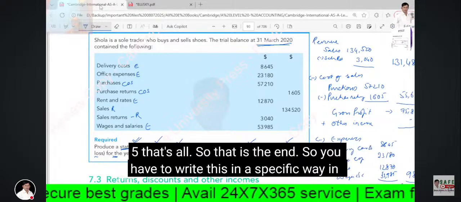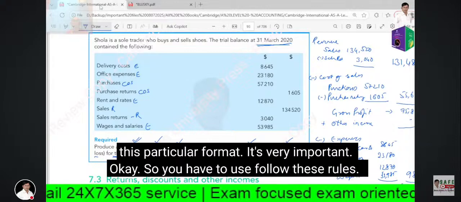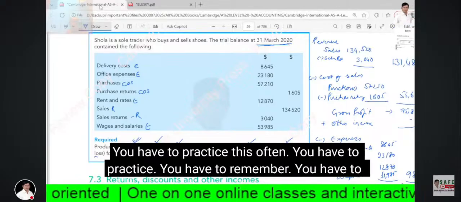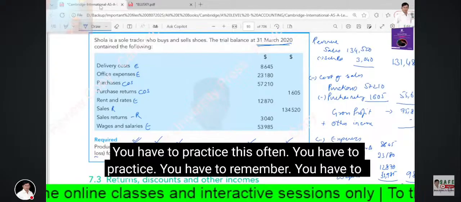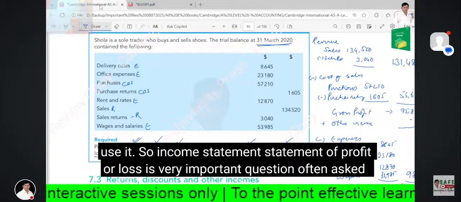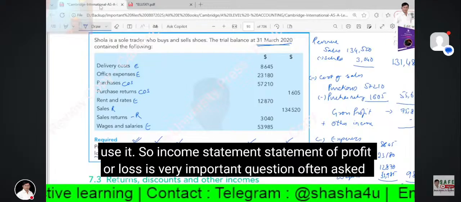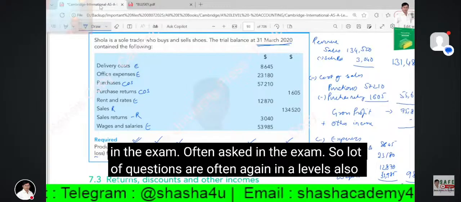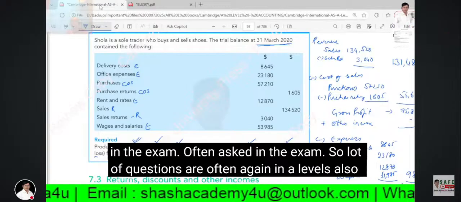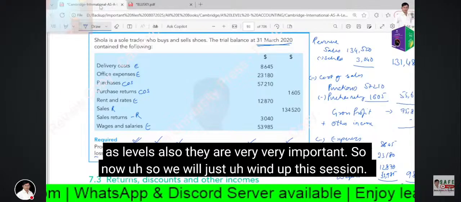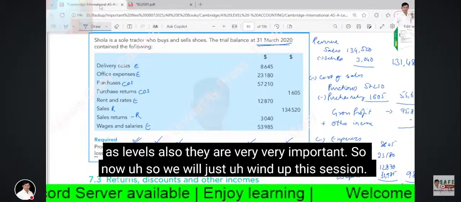You have to write this in a specific way, in this particular format. It's very important. So you have to follow these rules, and you have to practice this often. The income statement, or statement of profit or loss, is a very important question, often asked in the exam. A lot of questions are asked in the A levels and AS levels also. They are very good.